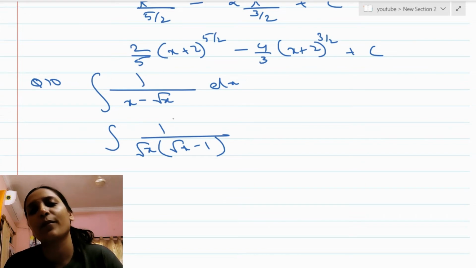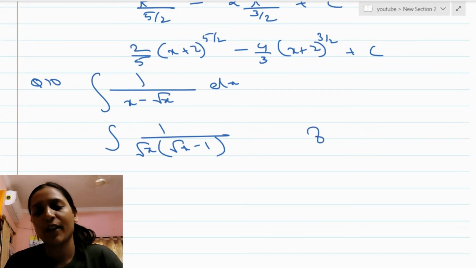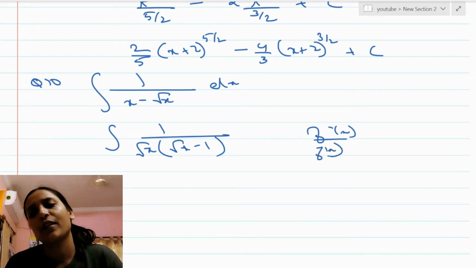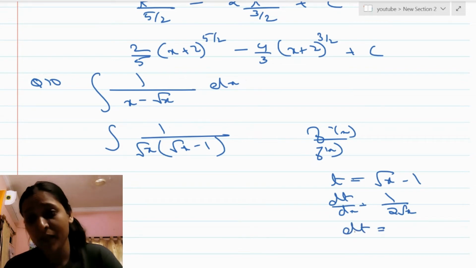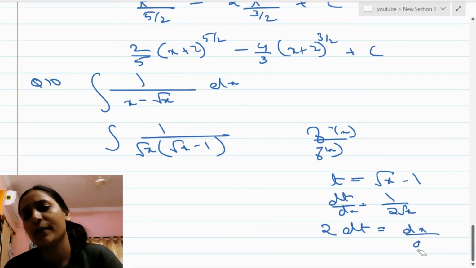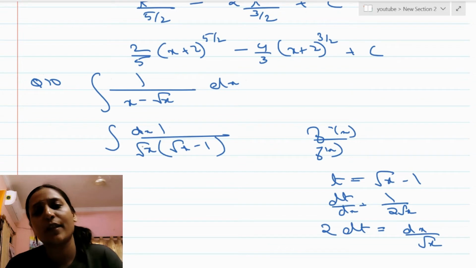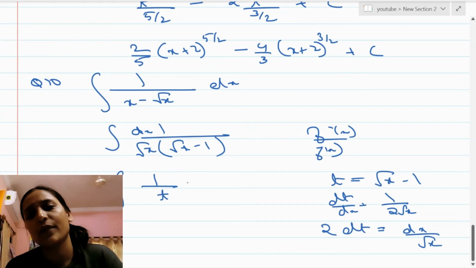So it is in the form of f dash x by f of x. So in this case, let us take t is equal to root x minus 1. Then dt by dx would be 1 by 2 root x. So 2 dt would be equal to dx by root x. So over here, dx by root x can be substituted as 2 dt, and this would be 1 by t into 2 dt.